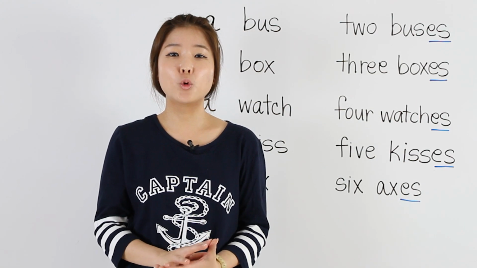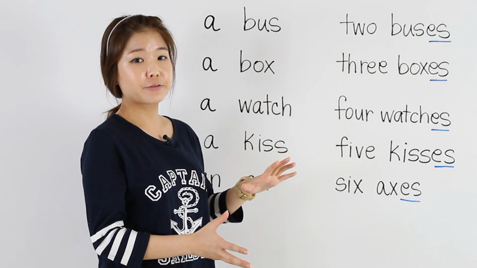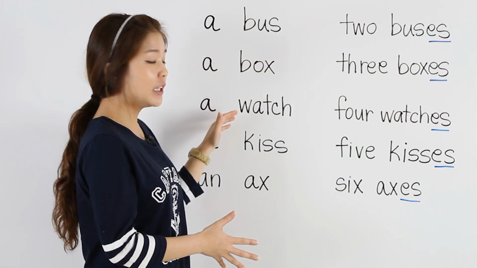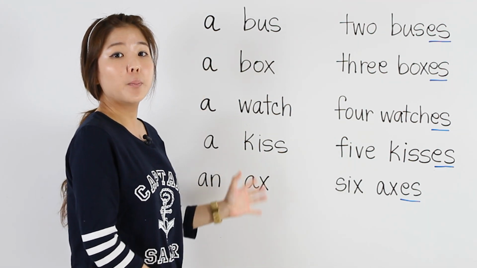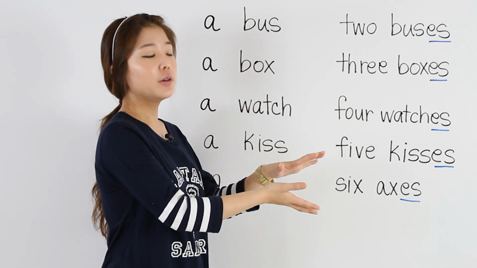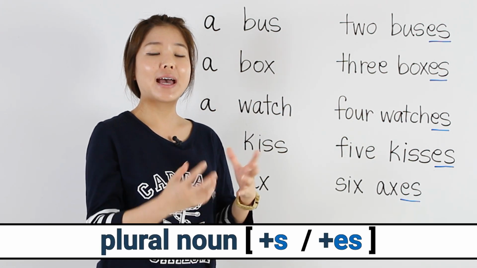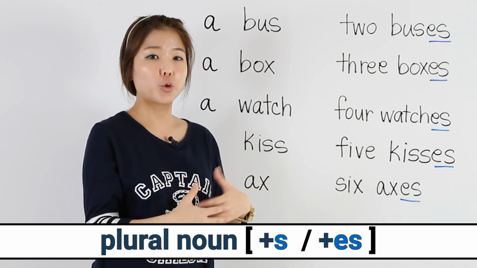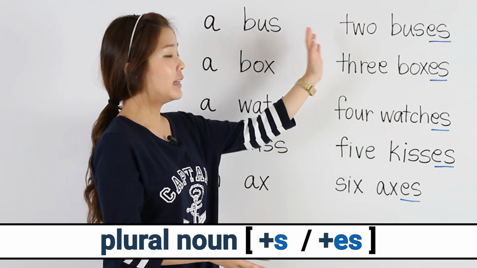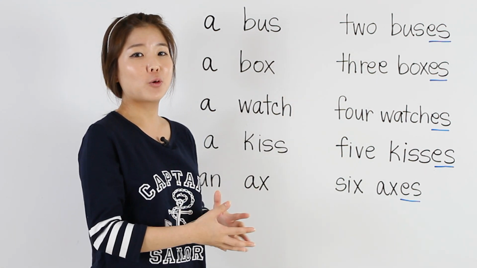Now we have some more nouns. These nouns are a little bit different. When they're singular, it's the same. You put a or an in front. But when you want to make them plural, you have to add ES. Remember, I said you can add S or ES to make a noun plural, more than one. So again, these nouns you have to add ES. So let's go through them one more time.